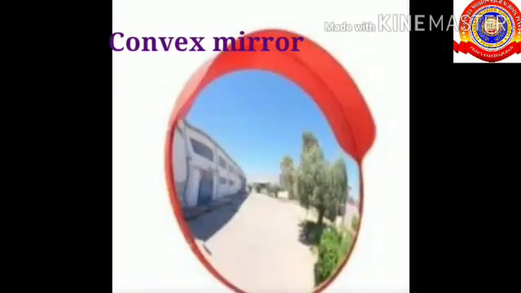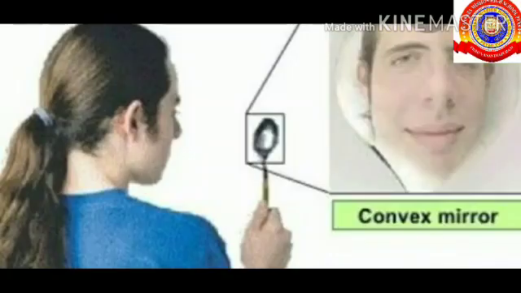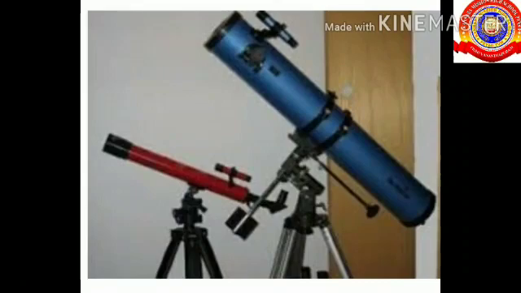Next is convex mirror. A convex mirror or diverging mirror is a curved mirror in which the reflective surface bulges towards the light source. Convex mirrors reflect light outwards, therefore they are not used to focus light. The image is smaller than the object, but it gets larger as the object approaches the mirror. Convex mirrors are used as rear side mirrors of vehicles and in optical instruments.